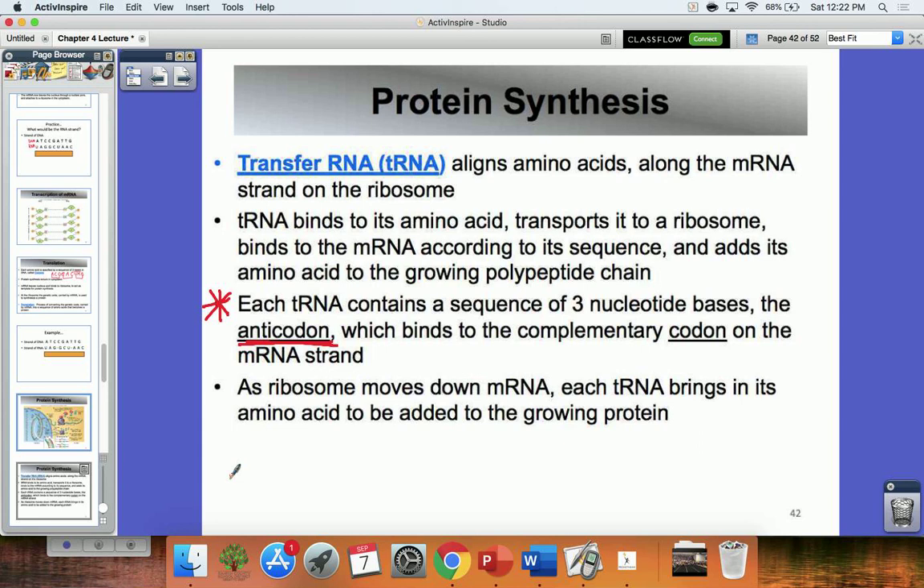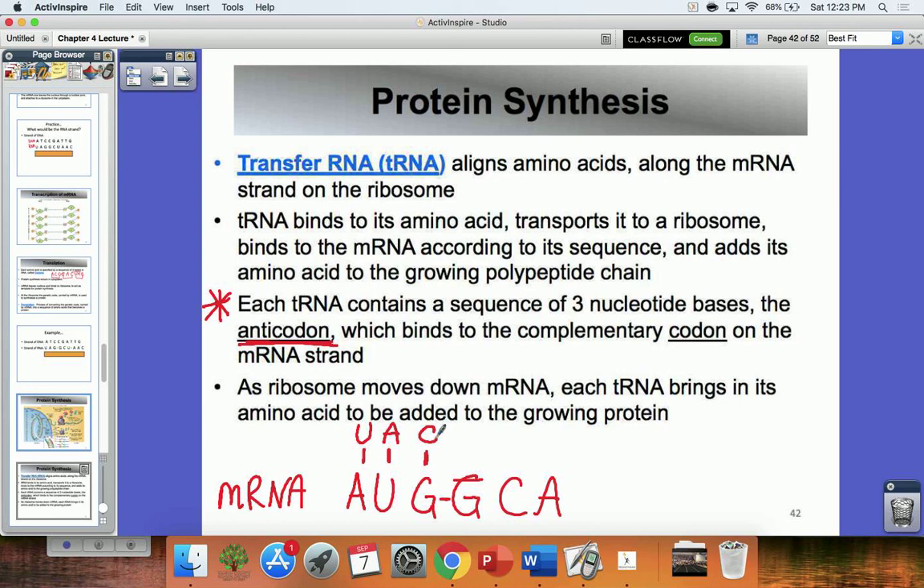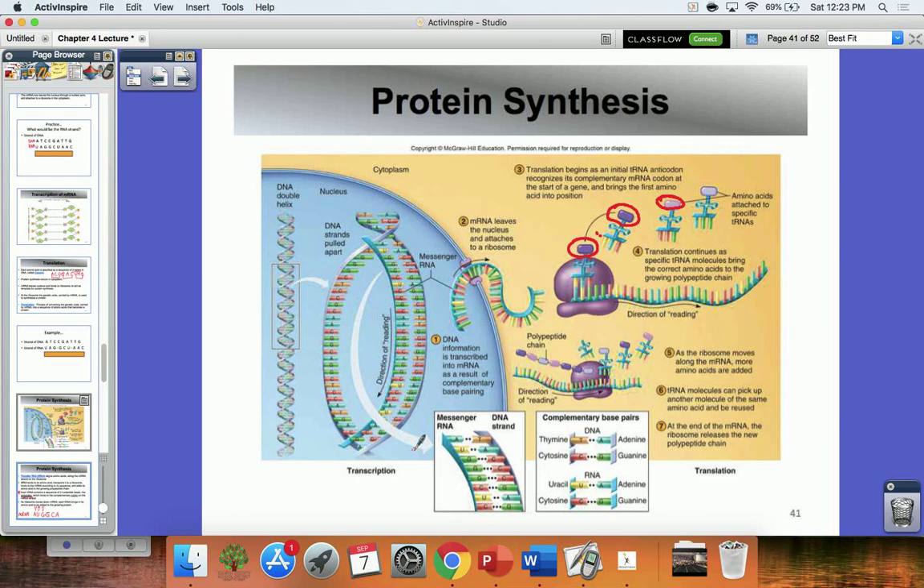So for instance, if this was my mRNA strand, and my mRNA strand was AUG GCA, this is one codon, this is another. I will have a tRNA, or transfer RNA, that will come in, and it would have an anticodon attached to it. The anticodon would be UAC. And so this is going to be attached to the transfer RNA. And I'm going to show you all where it's located on this picture.